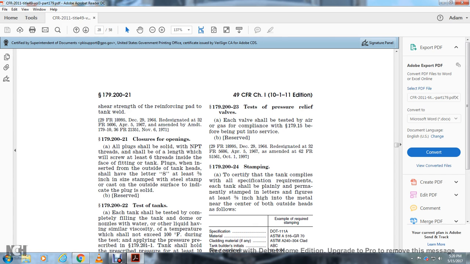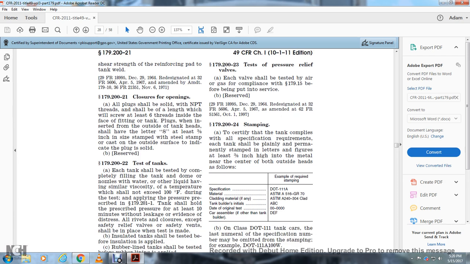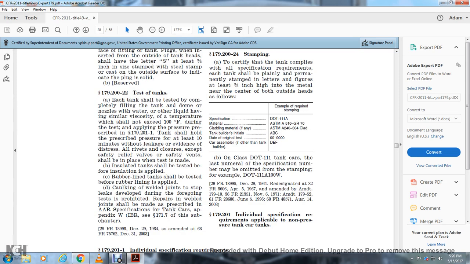179.224 Stamping. To certify the tank complies with all the specification requirements, each tank shall be permanently stamped in letters and figures at least 3/8 inch high on the metal of the outside head or near the center bolster. Specification, material, cladding material, tank builder and initials, date of original test, car assembler if other than the tank builder. On Class 111 tank cars, the last numeral of the specification number may be omitted from the stamping, for example, 111A100W.